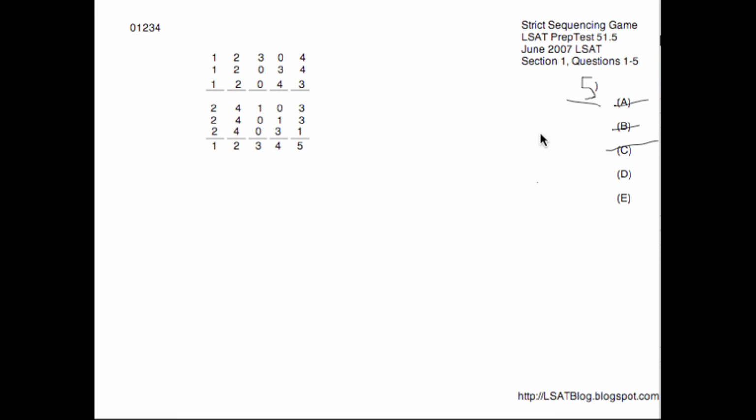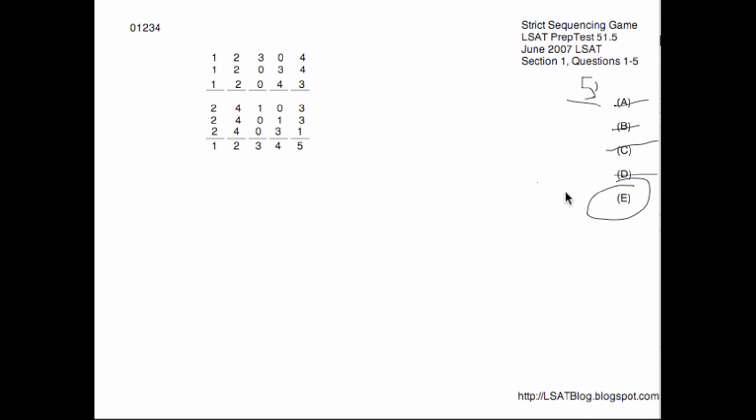Must there be at most 2 digits between 2 and 3? Let's take a look. No, in the fourth and fifth possibilities here, we have 3 digits, the variables 4, 0, and 1 occurring between 2 and 3. So there aren't at most 2 digits between them. There could be 3 digits between them, so D is gone, leaving E by elimination.